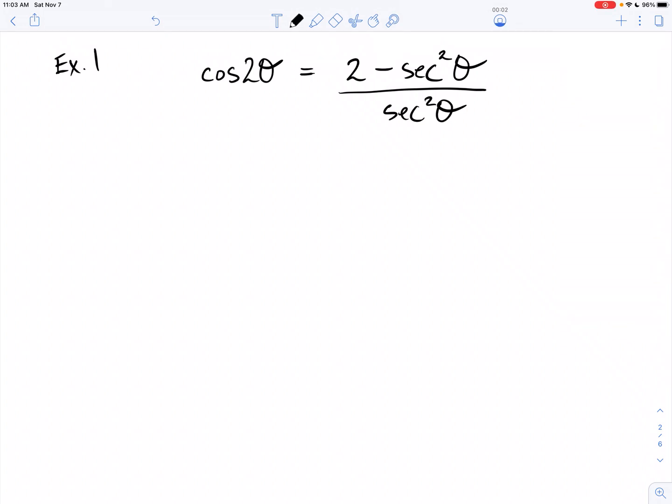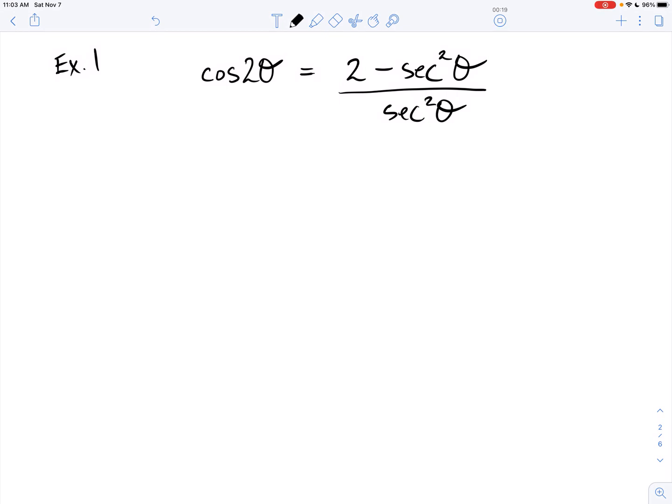Greetings, guys. Let's talk about some identities that contain double angle formulas. Now, the thing is, the more formulas you know, actually the easier it is to get identities completed.